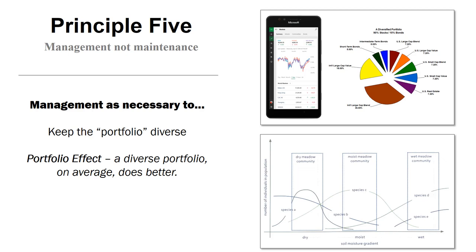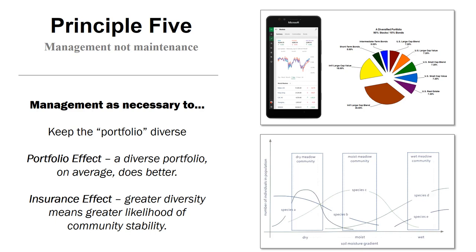Certainly, just like with a financial portfolio, you could have all of your money in one stock that does really, really well that one year and you make a boatload. You can also have a lot of money in one stock that does really poorly. So the same way with plants in the landscape, some years there are winners, some years there are losers, but on average, the long-term average, a diverse portfolio is better. We also, in the diversity literature, see that this is called the insurance effect. And so in the literature, it says that greater diversity means a greater likelihood of community stability. So again, one year, a particular plant may not do too well, but if we have lots of plants in our design community, overall, the community survives and looks pretty good.